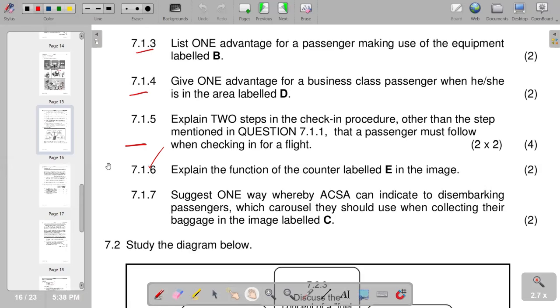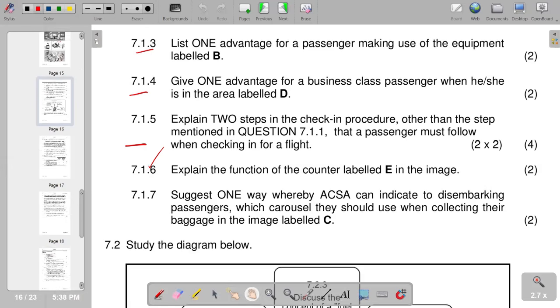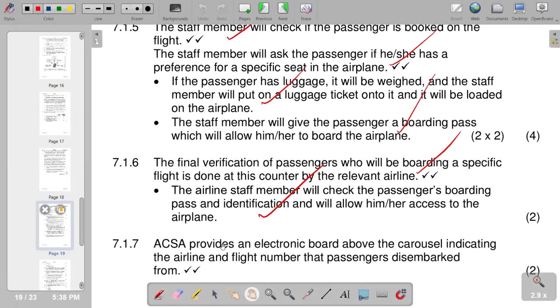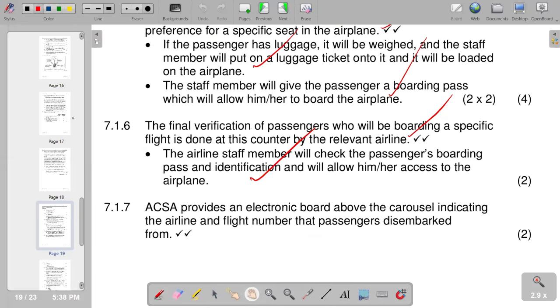So in response to that, ACSA provides an electronic board above the carousel indicating the airline and the flight number that passengers will disembark from. So this is our response on that part.